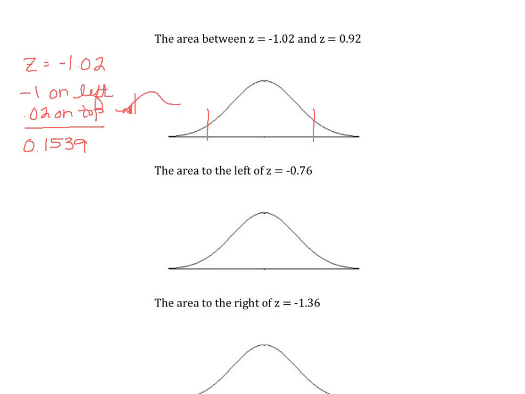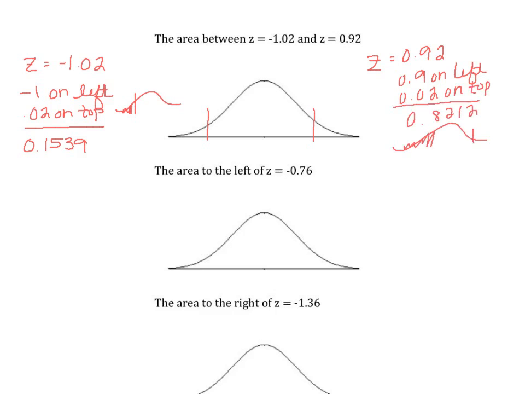So let's look at the z-score of 0.92. We need to find 0.9 on the left and match that with 0.02 on the top. You'll see they collide at 0.8212. And again, this is the area to the left. So we have a bunch of shaded areas to the left-hand side.